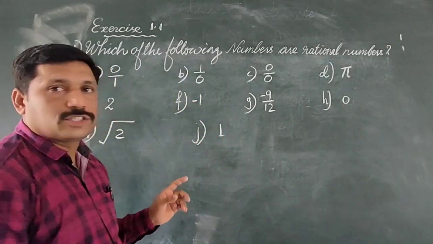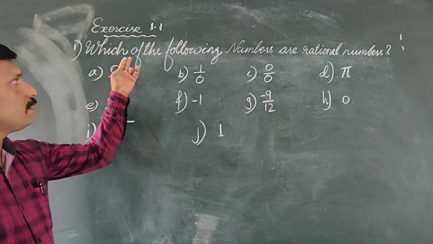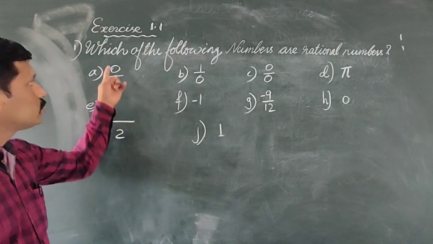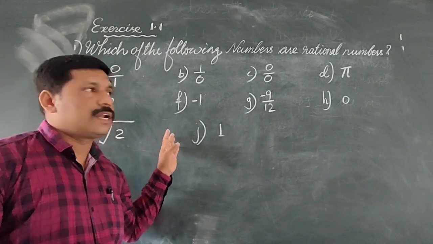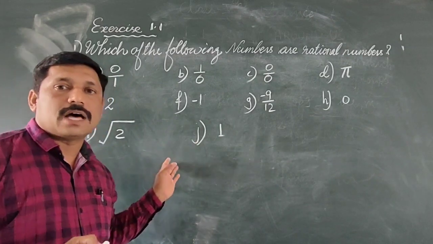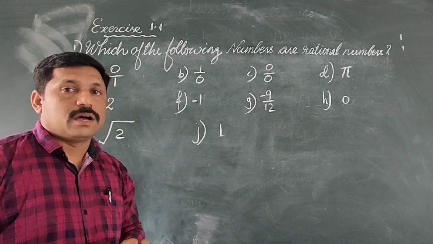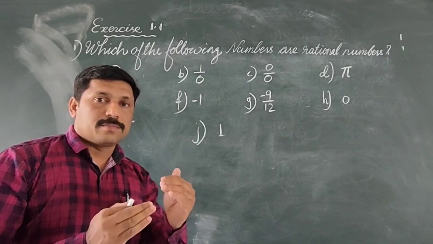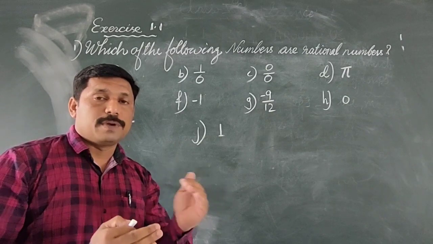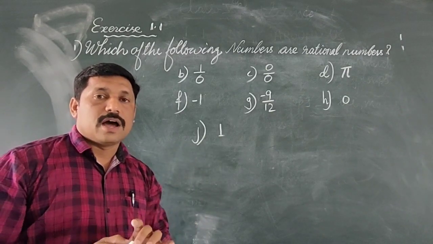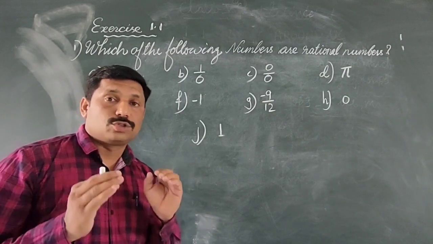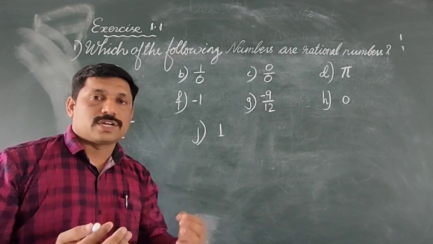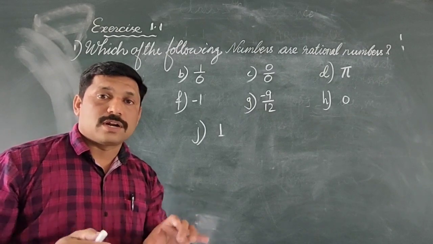First we start exercise 1.1. In that, the first question we are going to solve is: which of the following are rational numbers? You have studied in the definition of a rational number that a rational number can be written in the form p by q, that means in the form of a fraction, and its denominator should not be 0. These two conditions we have to check in order to understand whether a number is a rational number or not.